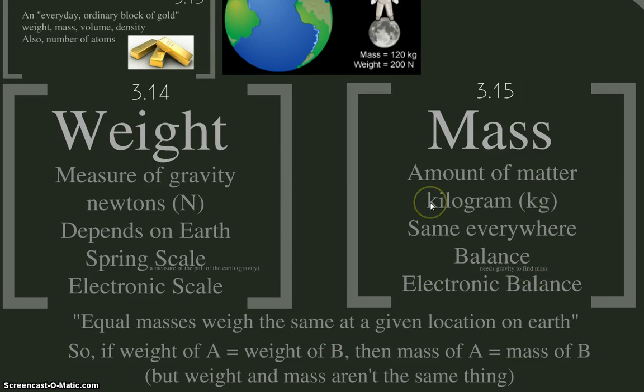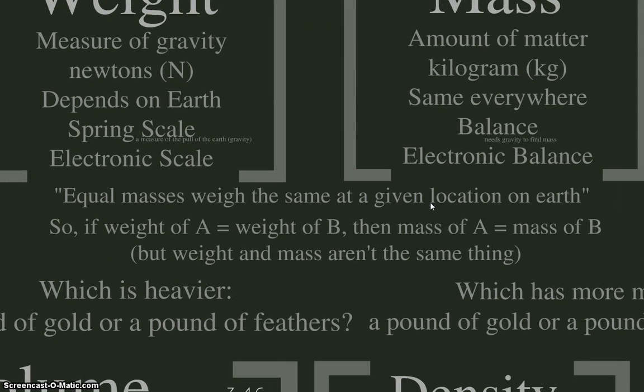Okay. Your book makes this statement: equal masses weigh the same at a given location on Earth. I want you to sort of break that down. Equal masses. So if two things, the weight of A, whatever that is, and the weight of B are the same, then their masses will also be the same. But that does not mean weight equals mass, okay? So they're related, okay? If weights are the same, then masses are the same, but they're not the same thing, okay? That's an important distinction.